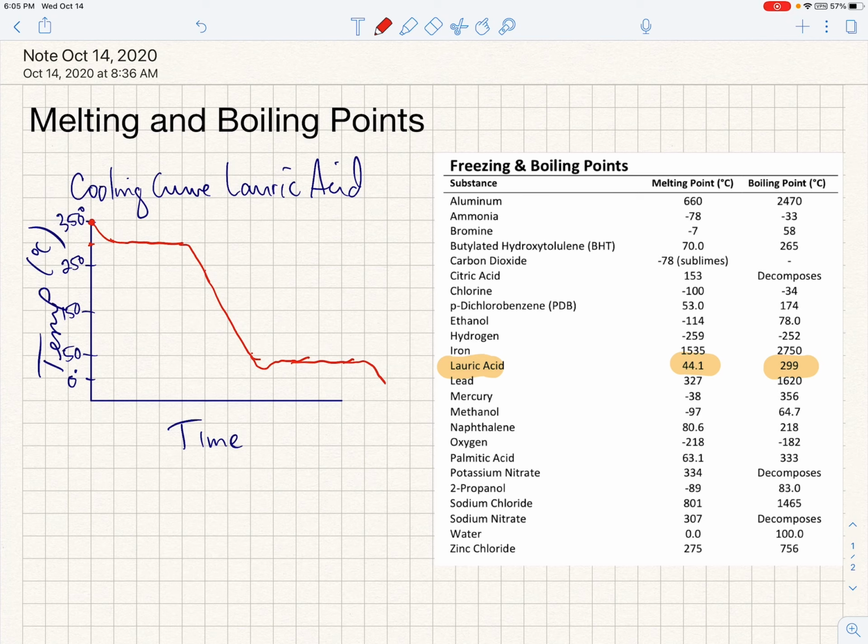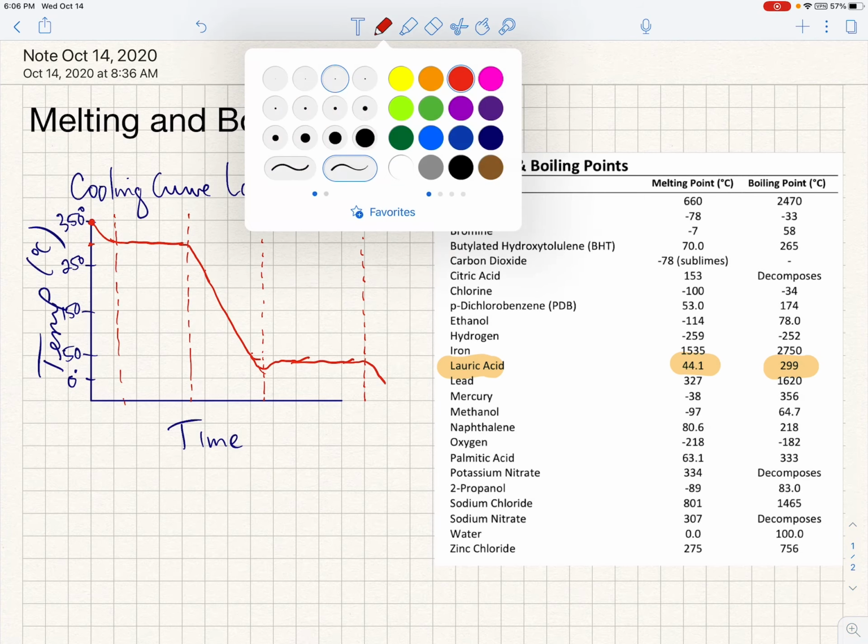So on this sketch, the temperature was dropping initially, and then it began to plateau. I'll draw a dotted line there. It finished plateauing over here. I'll draw another dotted line. The supercooling is that little dip before the second plateau. Right in the middle of the supercooling, I'll draw another dotted line. And at the end of the second plateau, I'll draw another dotted line. Now, what do those dotted lines represent?